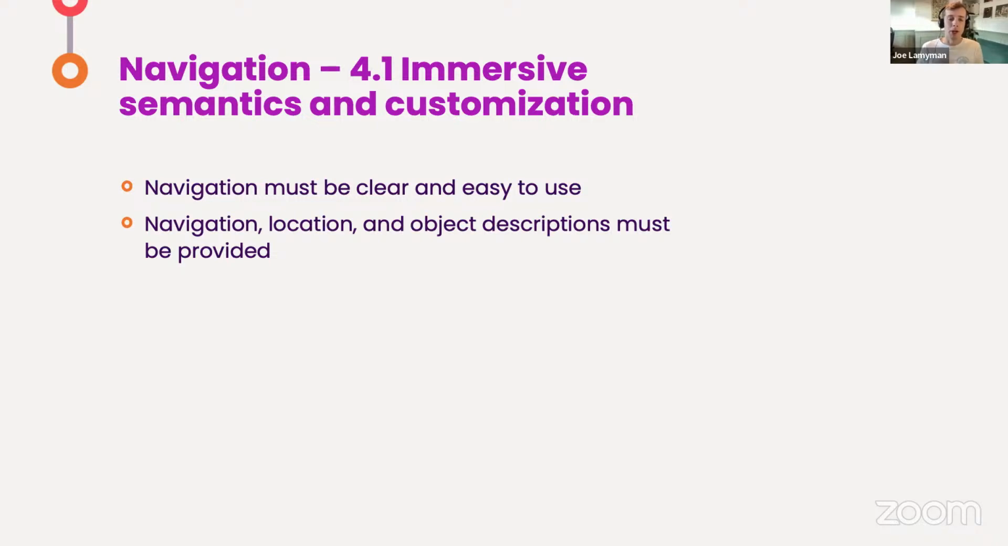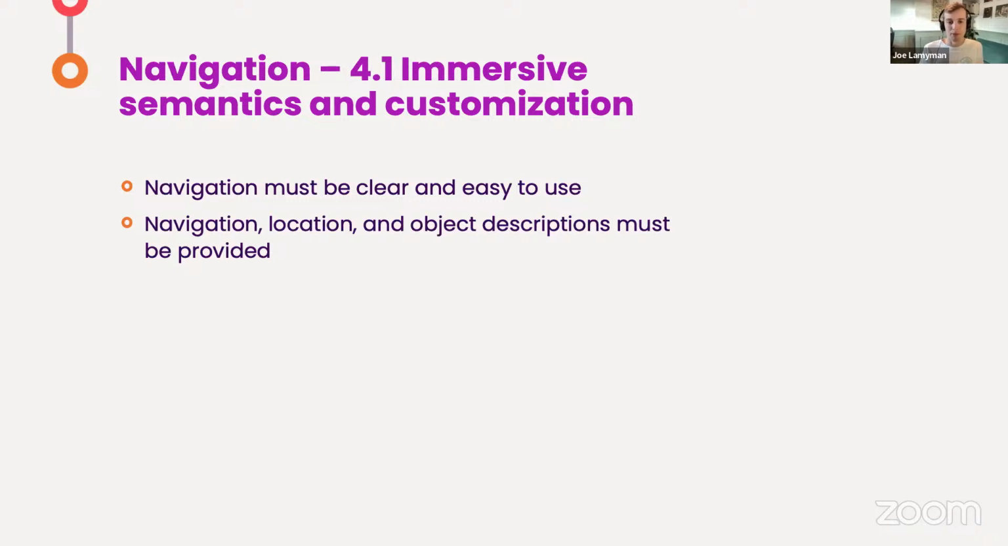So off the back of this, we need to make sure that navigation, location, and object descriptions are provided. So how do we describe to somebody where they are and what they're about to navigate to? How do we describe their location and environment? What objects are around them and what do they need to know about these in order to use them? And then finally, how do we describe the objects themselves, any information that relates to them and how people can interact with them?